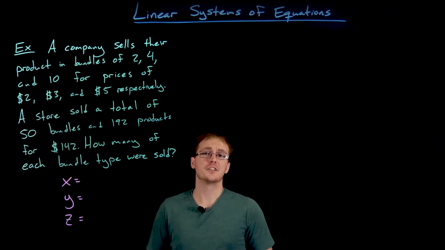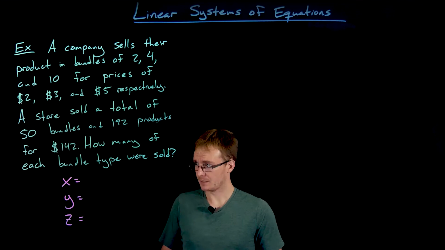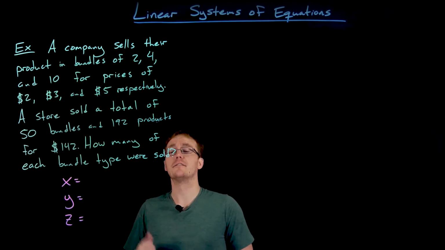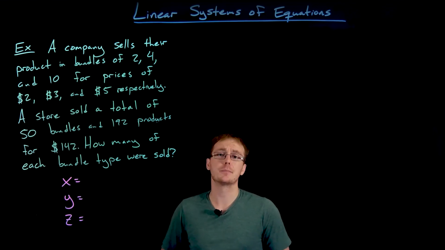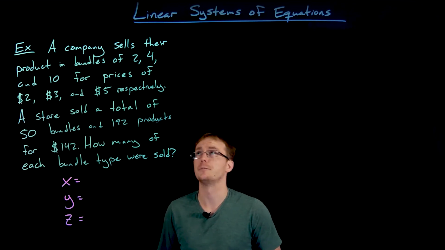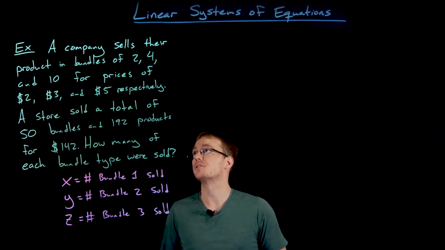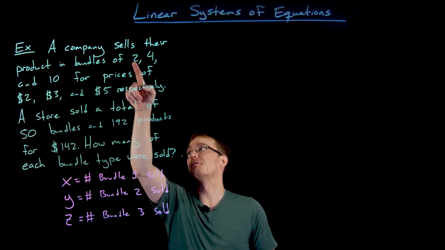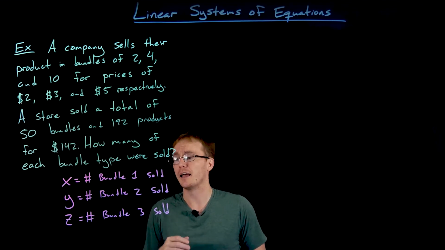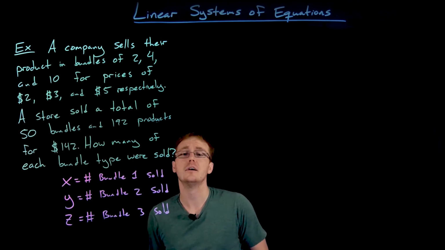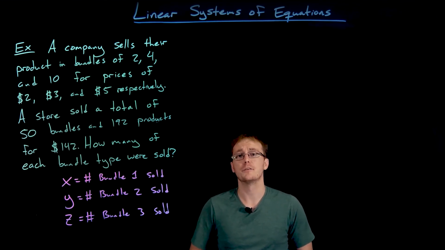And so our variables are going to be these unknown quantities that we are trying to figure out, and that's how many of each bundle type were sold. So we can go ahead and let X represent the number of the first bundle sold, Y can represent the number of the second bundle type sold, and Z can represent the number of the third bundle type sold. So bundle 1 is the bundle of 2 products for $2. Bundle 2 is the bundle of 4 products for $3, and bundle 3 is the bundle of 10 products for $5. So with that and the rest of the information involved, we can start writing down our system of equations.